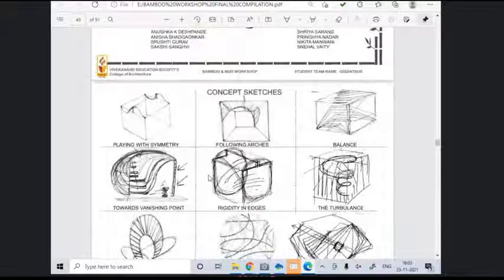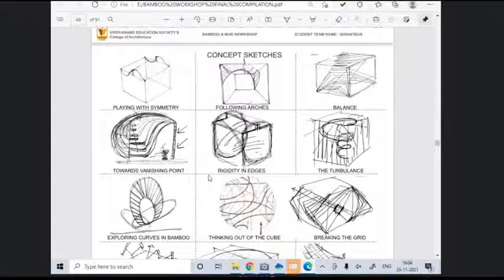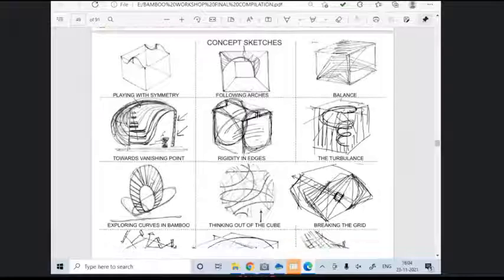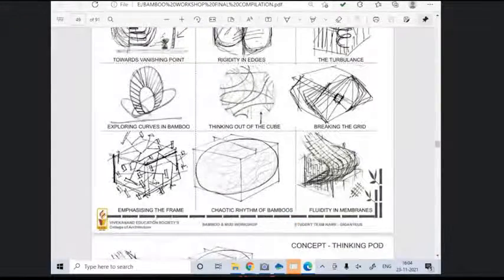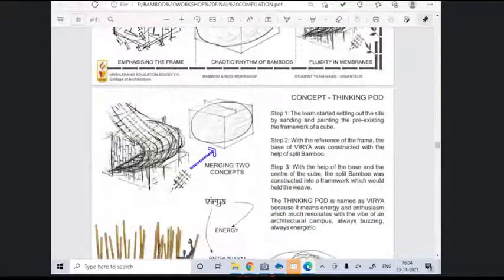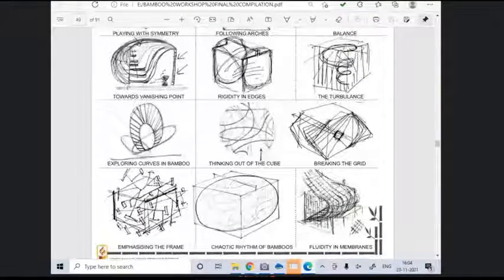Our team name was Gigantic, so we had an idea of making a gigantic structure. Clubbing the ideas, we thought of a thinking board which can give a creative environment to those sitting underneath. These were the sketches compiled, incorporating the principles of architecture. Then we created a full mesh of split bamboo.